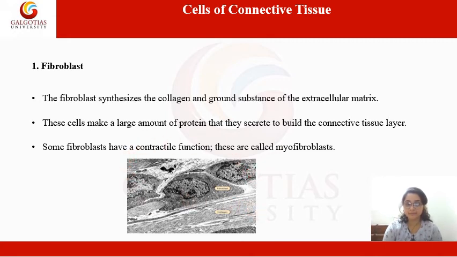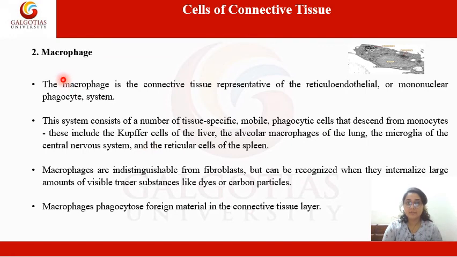Another one are macrophages. The macrophage is the connective tissue representative of the reticuloendothelial or mononuclear phagocyte system. This system consists of a number of tissue-specific mobile phagocytic cells that descend from monocytes. These include the Kupffer cells of the liver, the alveolar macrophages of the lung, the microglia of the central nervous system, and the reticular cells of the spleen.